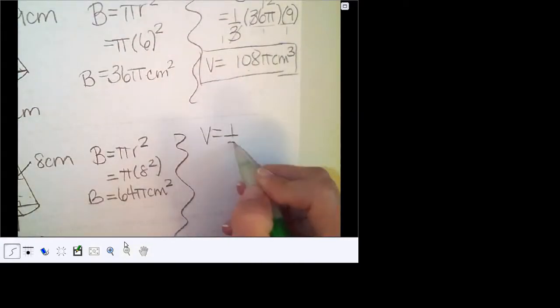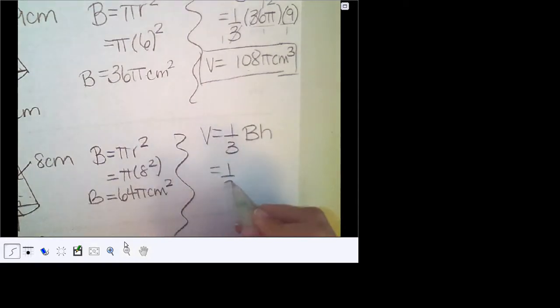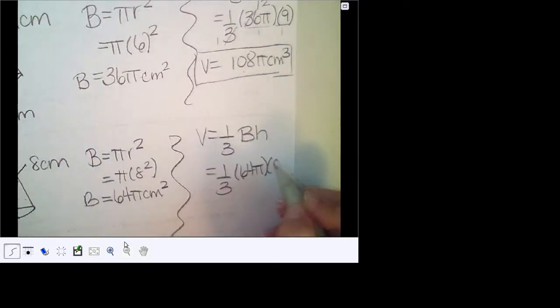Now to find the volume of my cone, I plug in my 64 pi and I multiply by my height, which is 8. So in my calculator I'm going to do 64 times 8, which is 512, then divide by 3. And in your calculator you get 170.6 repeating, and remember, we are rounding to 1 decimal place, so your answer should be 170.7 pi centimeters cubed.